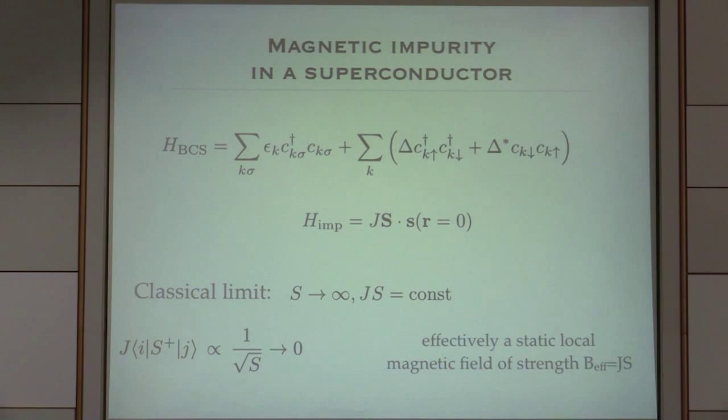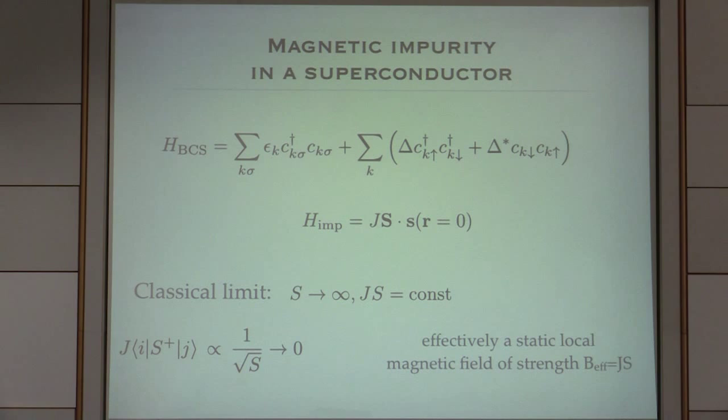Now, it turns out that this system is very difficult to solve. But if one wants to make some analytical progress, one indeed takes the classical limit, which consists of taking the large S limit, but so that J times S is a constant. And what this does is that the off-diagonal, so transverse, matrix elements of the S spin operator decay as 1 over square root of S. So they go to zero in the large S limit, but as you can see already, S needs to be pretty large for this to be small.